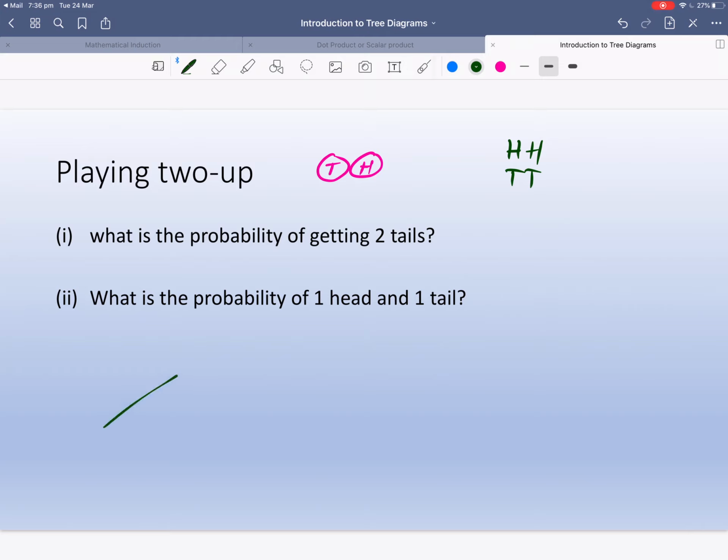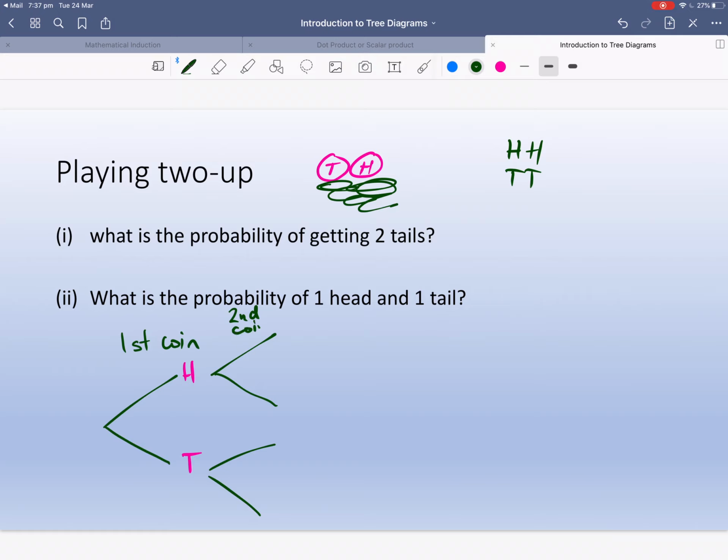So first of all, we have to draw this, and this one we'll call the first coin, because there's 2 coins that get thrown in the air. So we've got heads or tails. That could be one of the outcomes. And then we've got the second coin. And we can get heads or tails, heads or tails, okay?